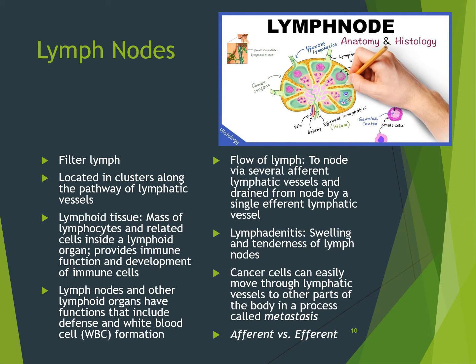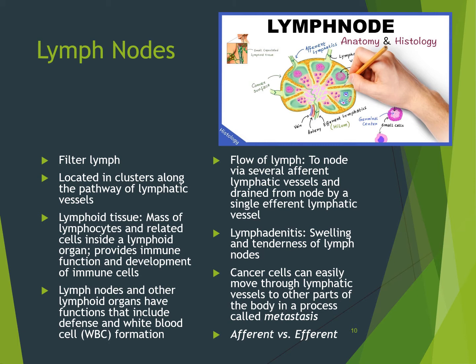We already talked about metastasis in prior lectures, and this is how cancer cells metastasize. And unfortunately, cancer cells can easily slip through this netting in the lymph nodes and travel through the system and be deposited in other parts of the body.